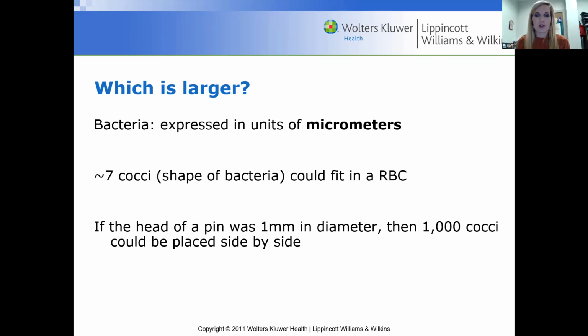Here's even more of a measurement. If the head of a pin, like a push pin, let's say it was 1 millimeter in diameter. Now that's something we would be able to see with the naked eye. We can see 1 millimeter. It's still really, really, really small, but we can still see it. But if we're saying it's 1 millimeter, then 1,000 of those cocci could be placed side by side, lined up together on the head of that pin. 1,000. That shows you just how much smaller that is than your millimeter there. So that shows you how small your bacteria are.